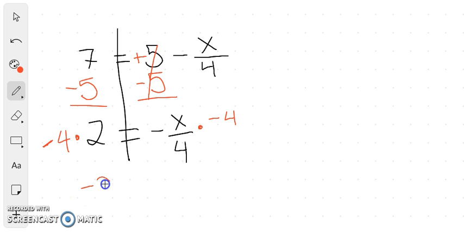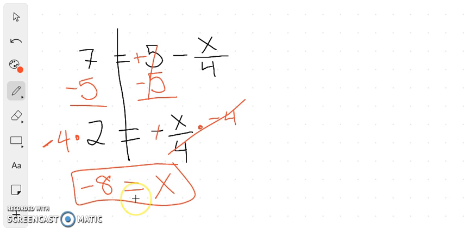Negative 4 times 2 is negative 8. And here, all the rest cancels except the variable. We choose to multiply to get rid of that divide by 4. And that leaves us with x equaling negative 8 for the final answer.